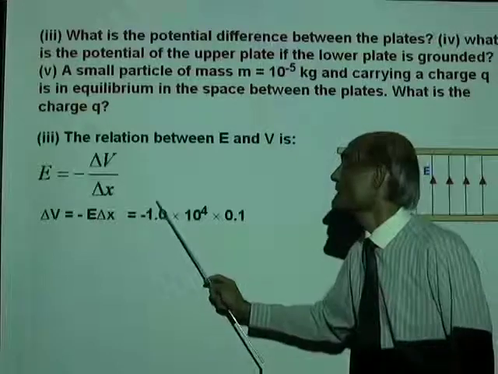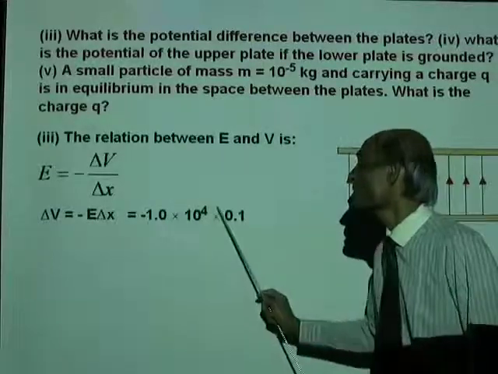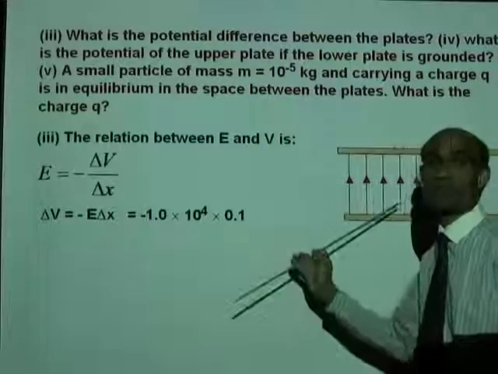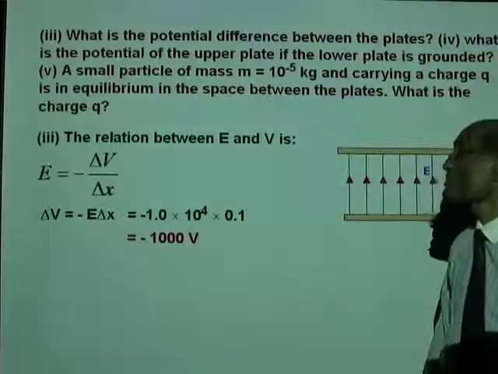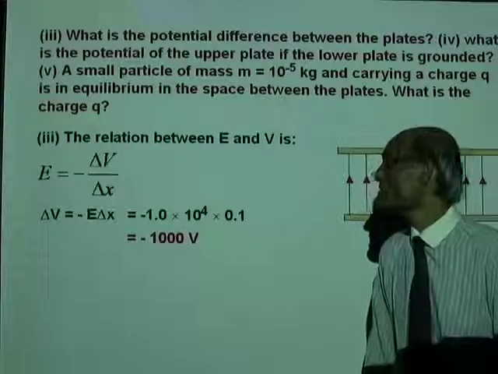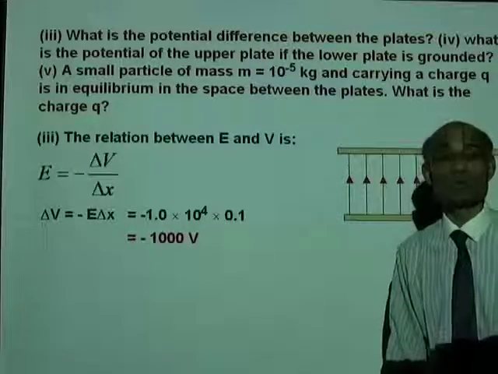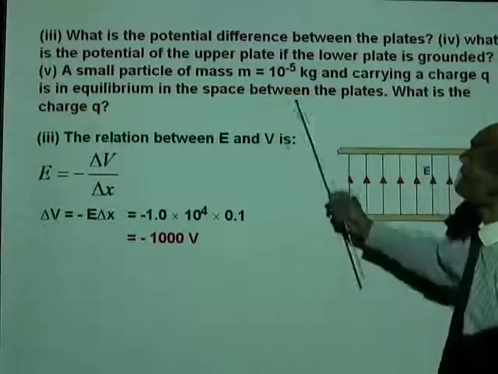And that will be negative. E is given to us. Delta x, the separation of the plates, is given to us. Therefore, the potential difference is negative 1000 volts. Well, what's the next thing we need to find?